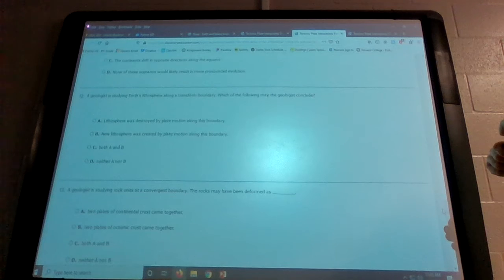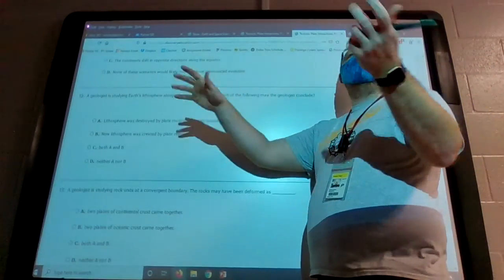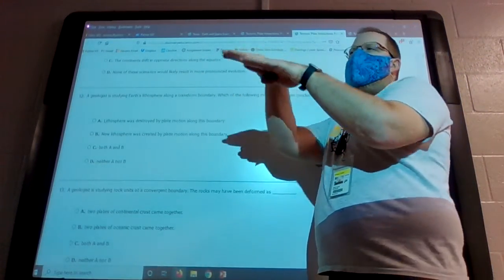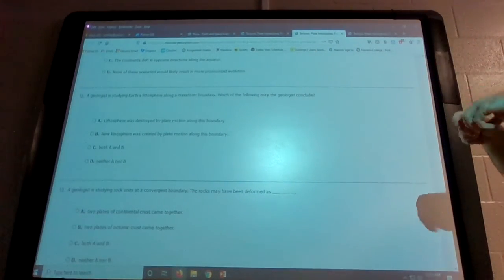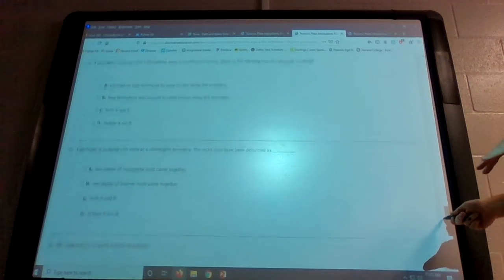A geologist is studying the lithosphere along a transform boundary. Which of the following may the geologist conclude? Just remember that in transform boundaries, nothing's being destroyed or created. They're just sliding past each other. So nothing's being pushed under or pushed up, just kind of scooting on past each other.